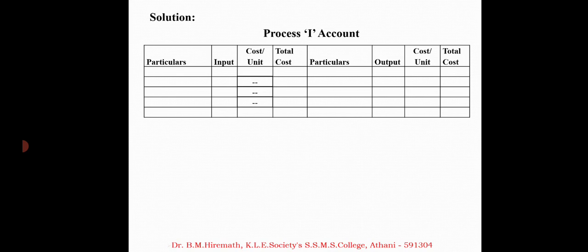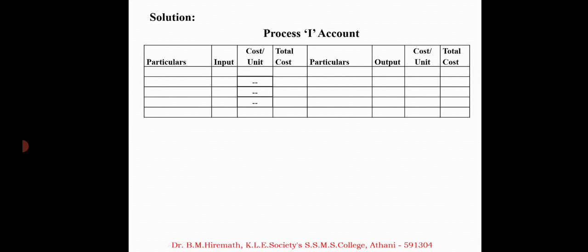Let us draw the process 1 account. Mainly make 2 columns, one debit side and one credit side. On the debit side again make 4 columns: particulars, then input, then cost per unit, then total cost. Similarly for the credit side also make 4 columns: particulars, then output, then cost per unit, then total cost.